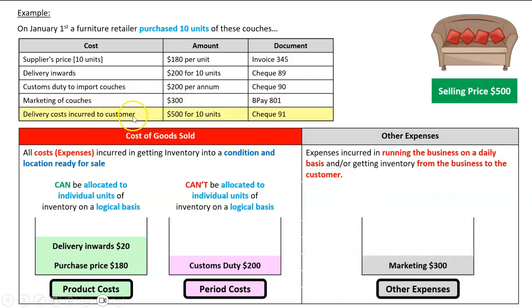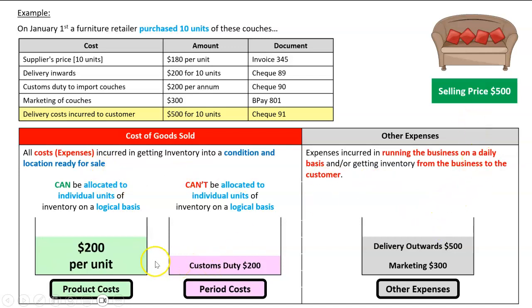And lastly, when a customer does buy one of these couches, it's going to cost us $500 for a total of delivering 10 couches. So, first of all, can that be logically allocated to each unit? It can. Looks like we're going to incur a fee of $500 for 10 units. That's $50 per unit. So we could plonk it here in the product costs, but we're not. We're going to put it over here as another expense. And that's because the delivery cost to the customer is not required to get the inventory ready for sale. So we can allocate it logically here, but because it's not required to get it ready for sale, it doesn't matter that we can allocate it to each unit. We pop it over here in other expenses.